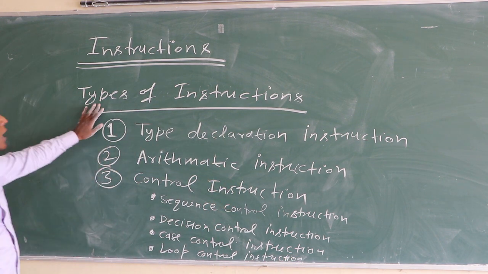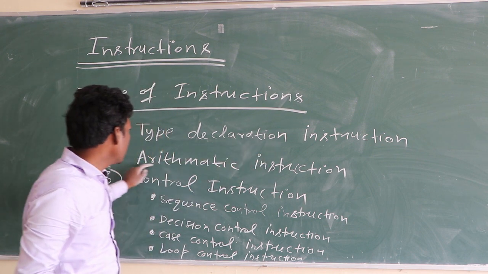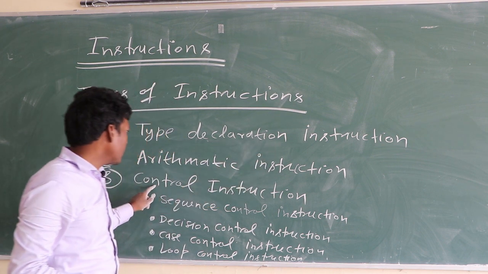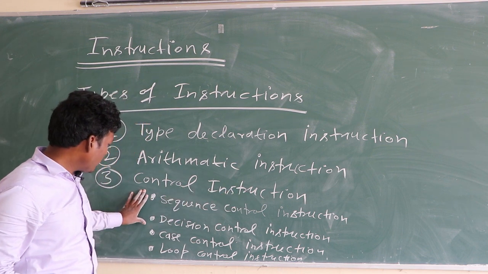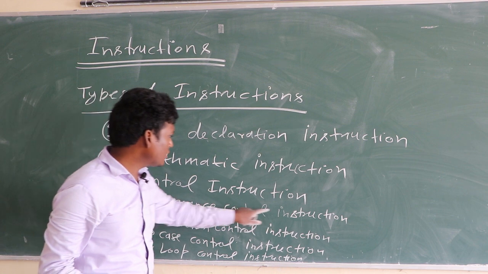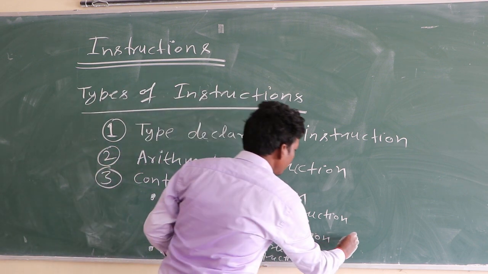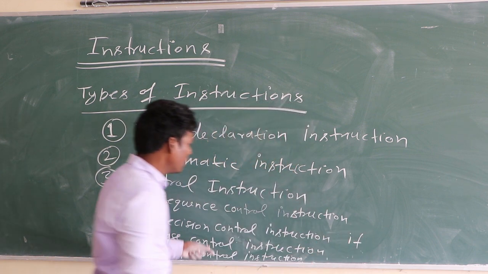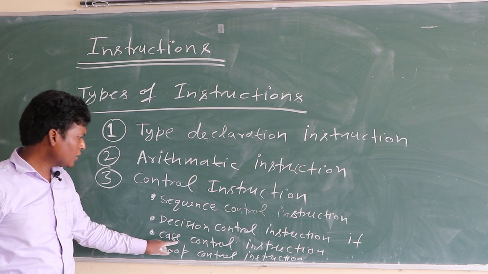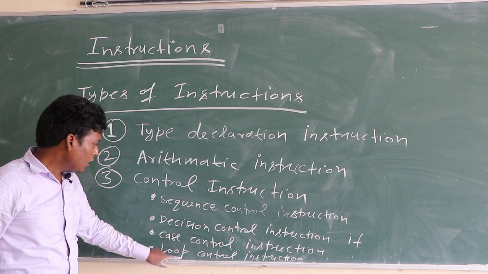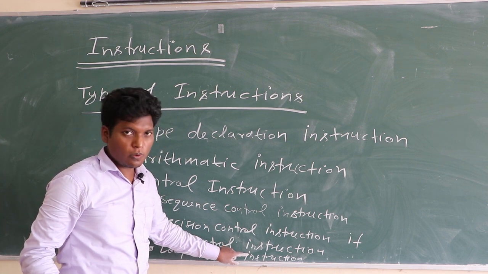Class, there are three types of instructions: type declaration instructions, arithmetic instructions, control instructions. Control instructions are divided into four major categories: sequence control instructions, decision control instructions such as if else, which will be studied here, case control instructions such as switch, and loop control instructions such as for, while, do while.